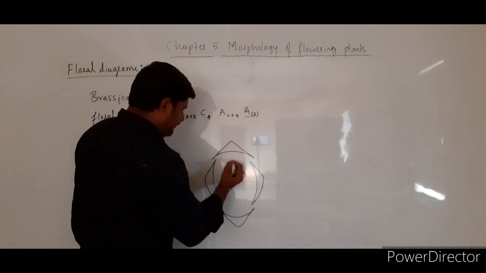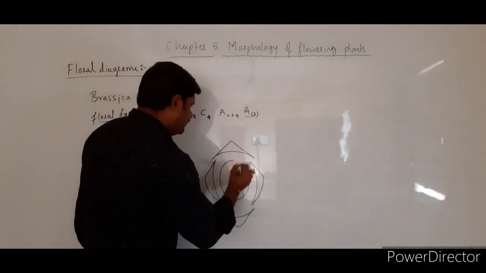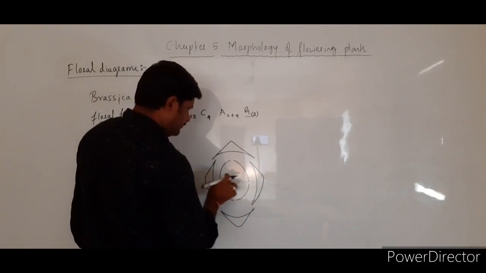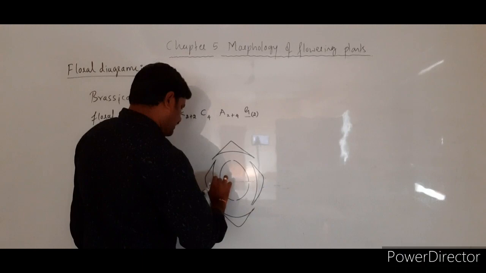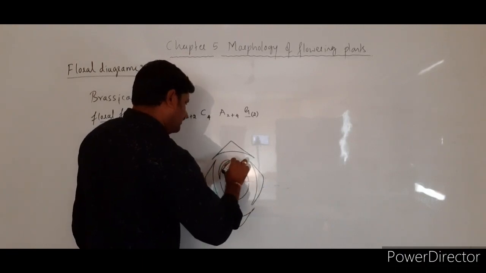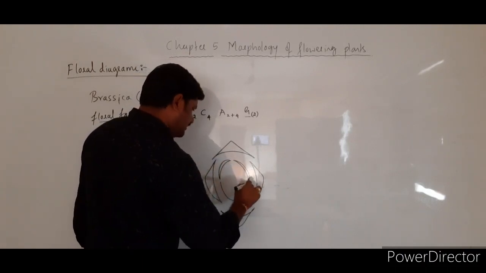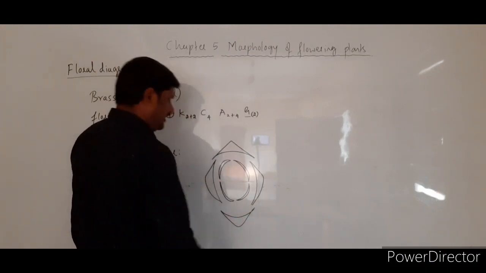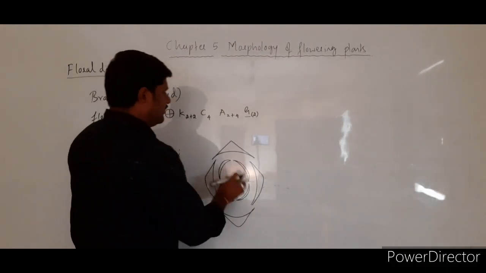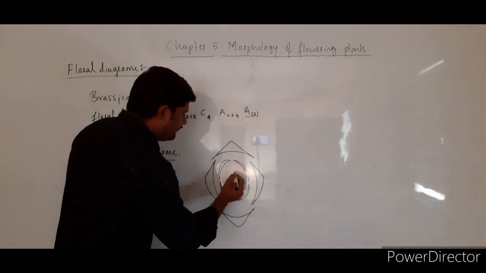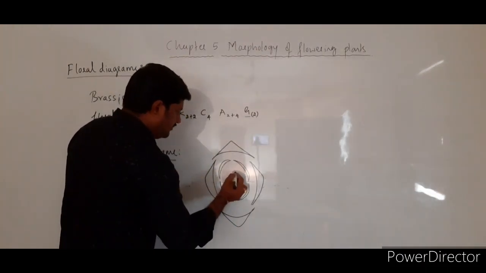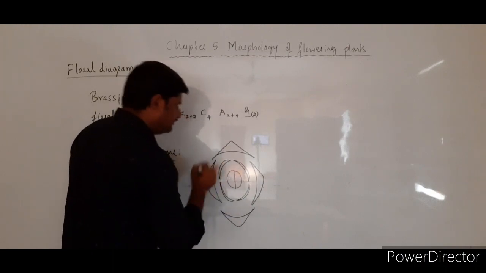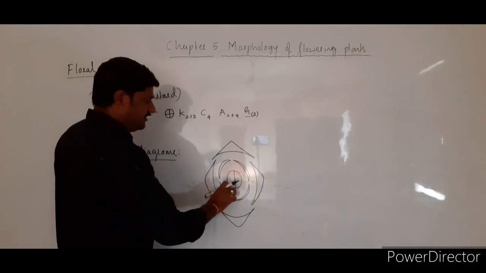And there are totally 4 petals here. These are petals. Okay, 4 petals are here. And when you see the ovary, it is bicarpellary. So a false septum is seen over here.